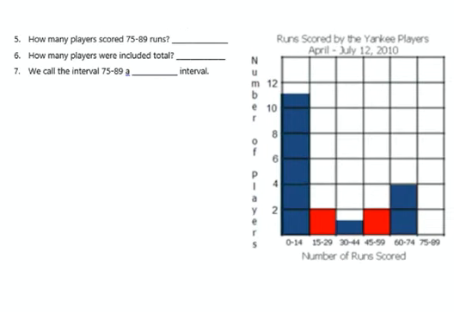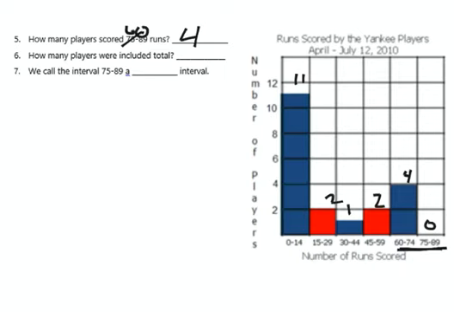Number 5, how many players scored 75 to 89 runs? Actually, on yours it should say, I meant to make this correction, 60 to 89 runs. Okay, so we're looking at these 2 intervals here. So we would say, okay, well, 4, and 0. 4 plus 0 would just be 4 people.